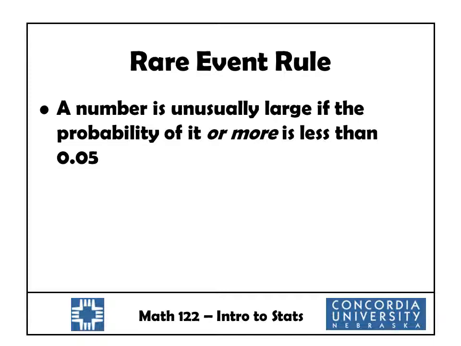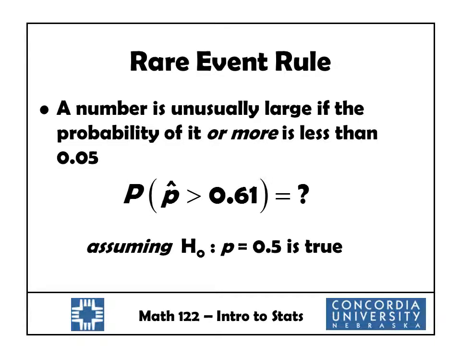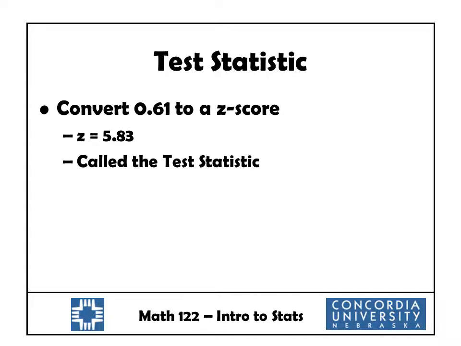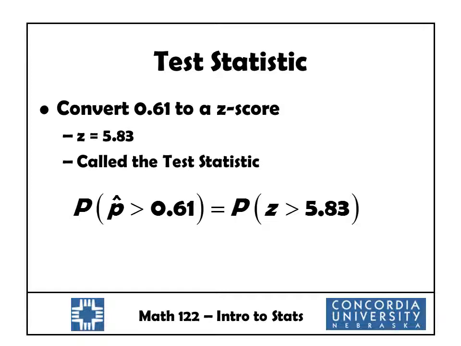So to determine if it's unusually large or not, we're going to use this rare event rule, which informally says that a number is unusually large if the probability of it or more is less than 0.05. So we need to determine the probability that p hat is greater than 0.61. And again, we're going to do our calculations assuming that the null hypothesis is true. So we're first going to convert that sample statistic over to a z-score. Now in the next section we're going to talk about how this is done, but in this case z is simply equal to 5.83. This number is what we call the test statistic.